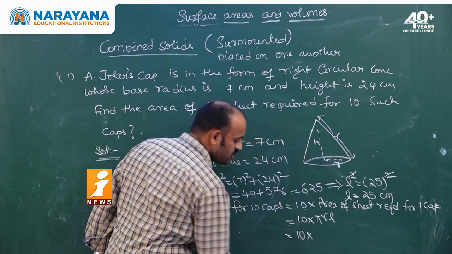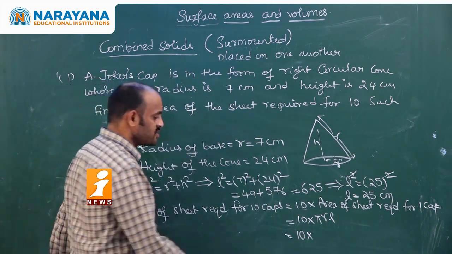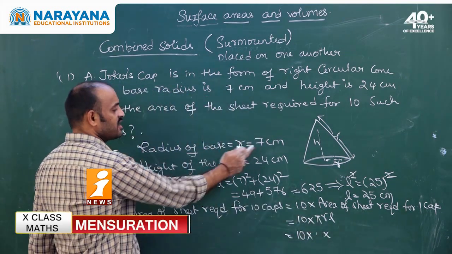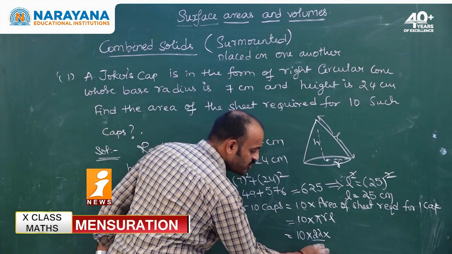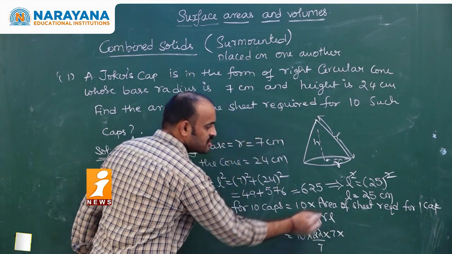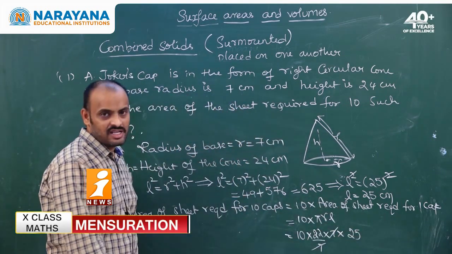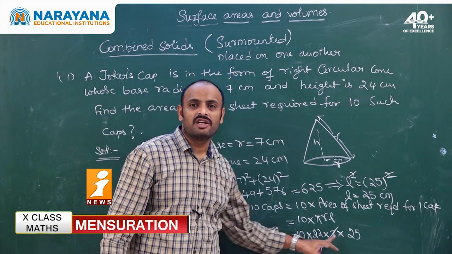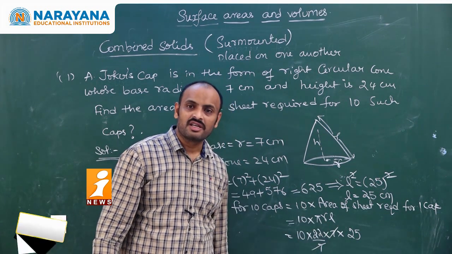10 into pi, they did not mention pi in the question. So what to be taken? Here r is nothing but 7, right? So as it is 7, I will take pi as 22 by 7. L means just now we got 25. 7 and 7 get cancelled. If I use 3.14, I need to multiply with 7. As I have taken 22 by 7 here, 7 and 7 get cancelled.